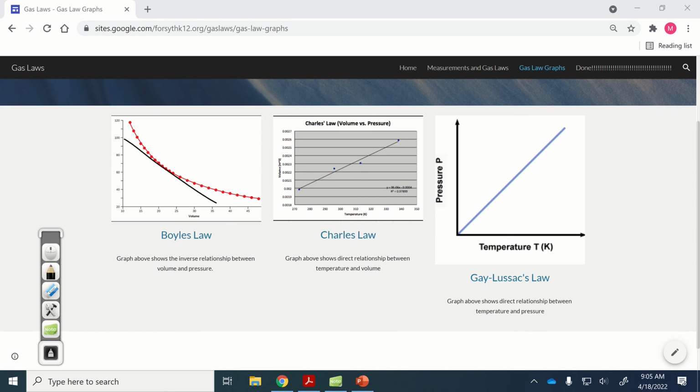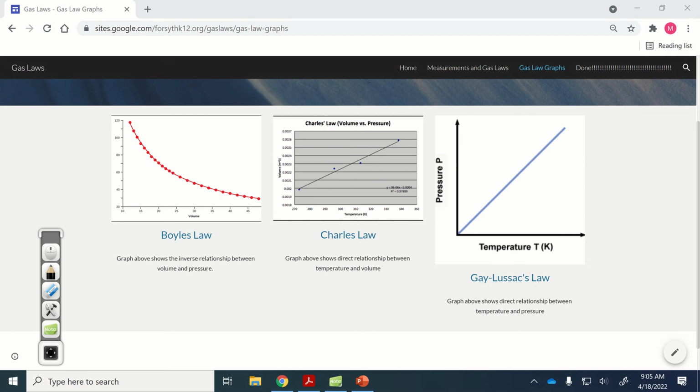But it's the idea that we should see as volume goes up, pressure should go down. That's what we're looking at here. This is pressure on this side here. So they're showing the inverse relationship between the two. Charles' law and Gay-Lussac's law should have a line going up because as temperature increases, pressure should increase as well. It doesn't matter which unit you have on the axes, we should still see the same thing occur on both sides.